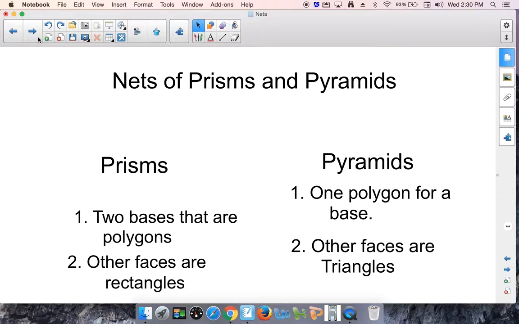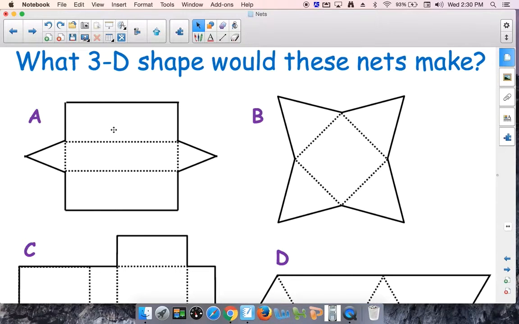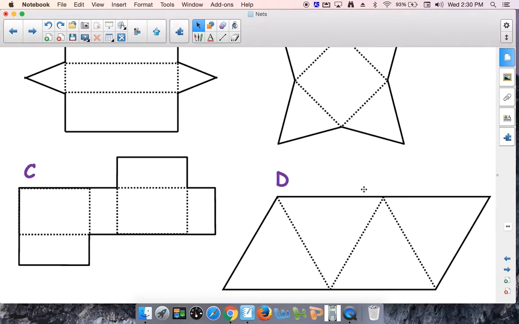So see if you can name these shapes by their nets. Stop the video now and write the 4 in your notebook. When you think you have the 4 names, start it up again. Letter A is a triangular prism because it has 2 triangles and all the other faces are rectangles. B is a rectangular pyramid, has 1 base and all the other faces or sides are triangles.